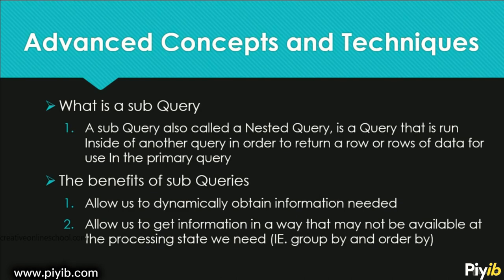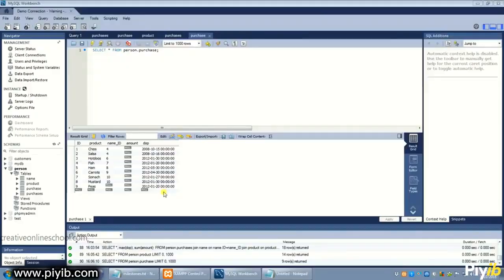The benefits of subqueries are they allow us to dynamically obtain information that we need, and they also allow us to get information in a way that may not be available at the processing state we need. Because of our group by, our order by didn't work earlier, but we can use subqueries to accomplish the same thing and get our recent dates. So let's go over an example of why we would need to use a subquery.